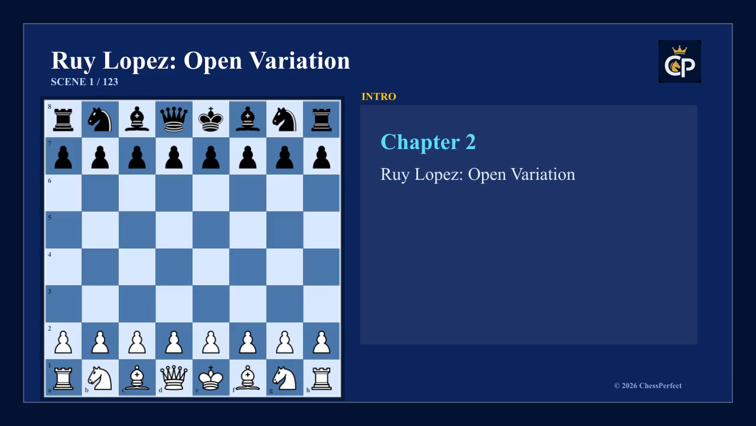Chapter 2. Ruy Lopez, Open Variation. We will replay the main line and the important sublines, with pauses for tactics.